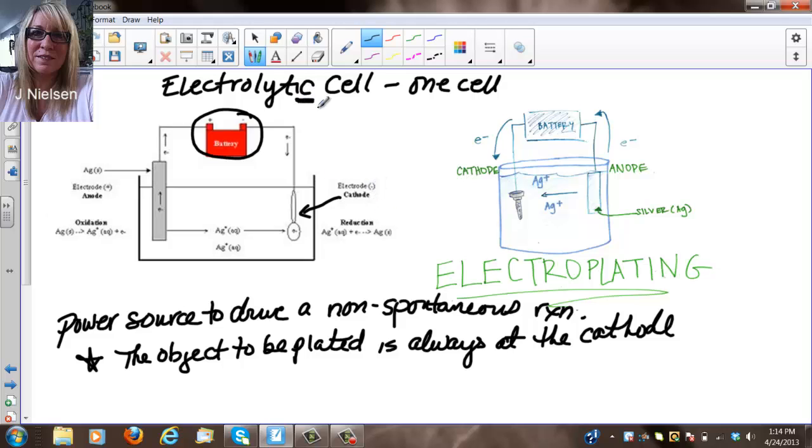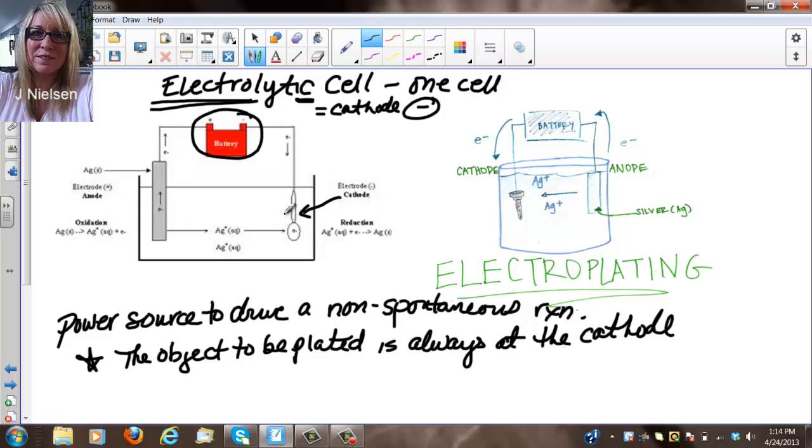Electrolytic equals cathode, and electro sounds like electron, so it's negative. So if you can remember in an electrolytic cell that the cathode is negative, that means that the anode has to be positive, and then just know everything is the opposite in a voltaic cell.